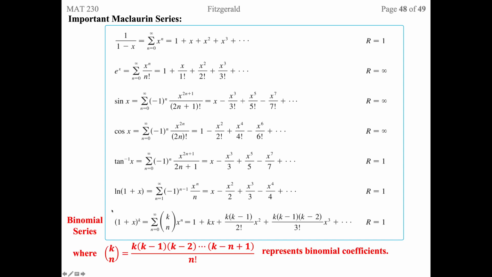All right, the last one I want to point out is this goofy notation here. This is for a binomial series where k over n is defined as k times k minus 1 times k minus 2 all the way down to k minus n plus 1, all over n factorial. This represents your binomial coefficients that are going to be in front of your x's here. Okay, so that's what all these fractions stand for. That's what this notation here represents.